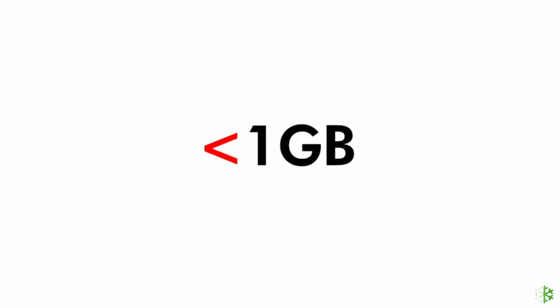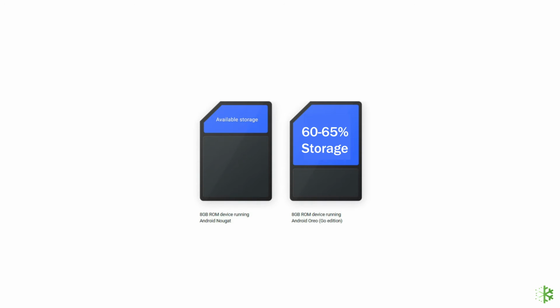Third, on Android Go phones, you will get a maximum of 1 GB of RAM, but after setting up the phone you will be left with 60 to 65% storage, which is too low. Hence, you will face performance issues and also won't be able to download too many apps.